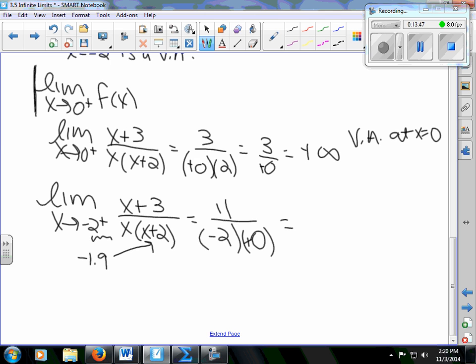So overall, the sign, positive divided by negative times positive, is negative. So I got negative infinity. Here's an example where I approached from the right side, but I got a negative infinity answer, so be careful there. Vertical asymptote at x equals negative 2. And we are done with this example.